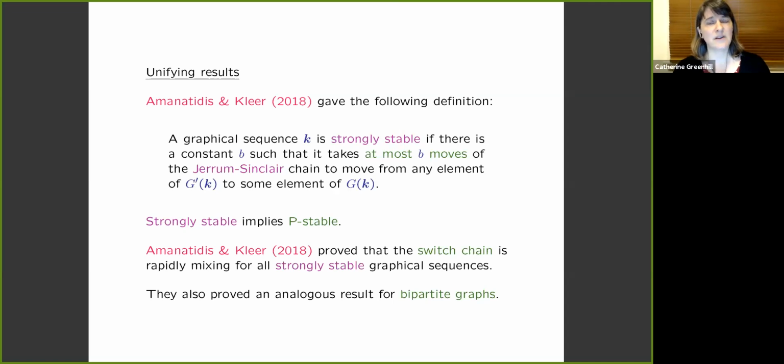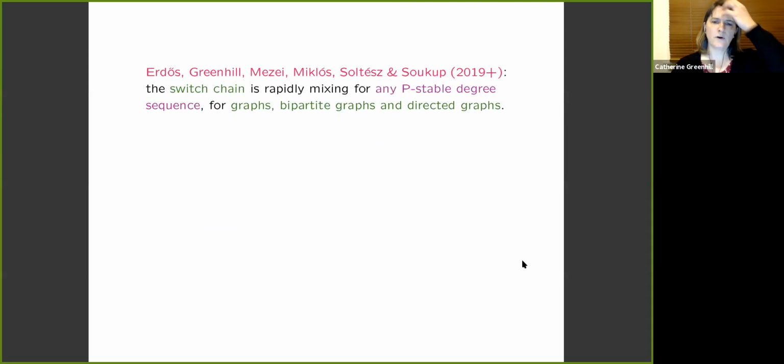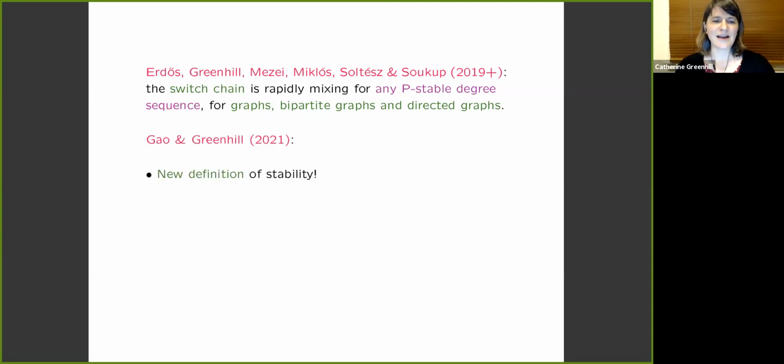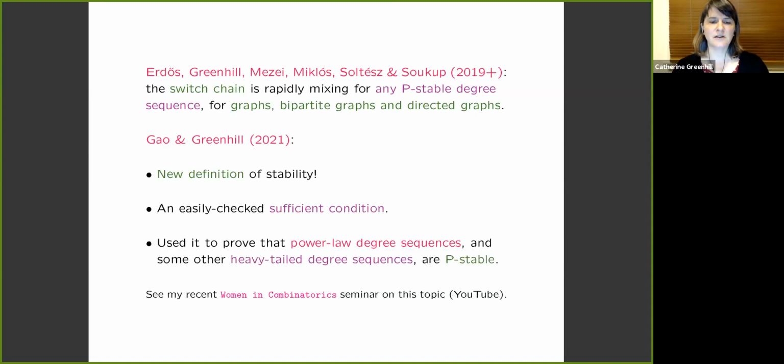And this actually captured everything we knew about graphs and bipartite graphs in terms of mixing. I was involved more recently in a similar result where we proved that any P stable degree sequence gives a rapidly mixing switch chain for graphs, bipartite graphs, and directed graphs. Jane Gao and I introduced yet another notion of stability, an easily checked sufficient condition, which was tailored to power law degree sequences and other heavy-tailed degree sequences. So this gave, for the first time, a proof that some of these power law degree sequences are P stable and the switch chain mixes rapidly for them.